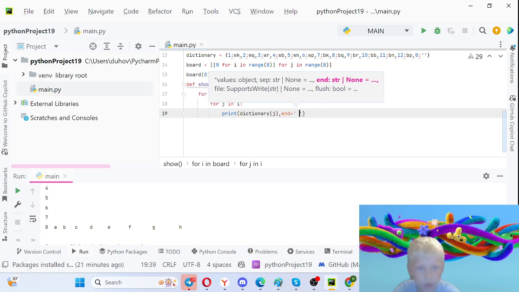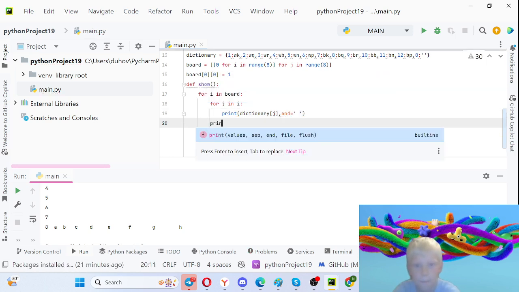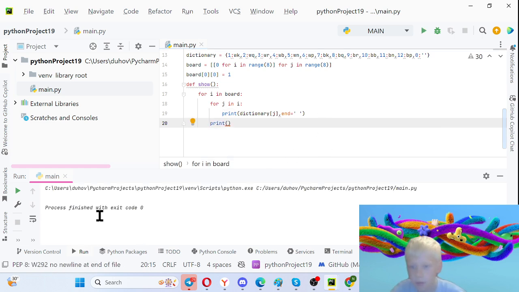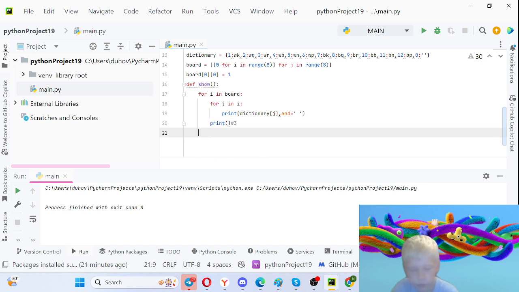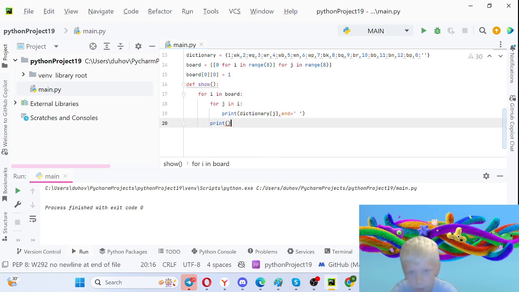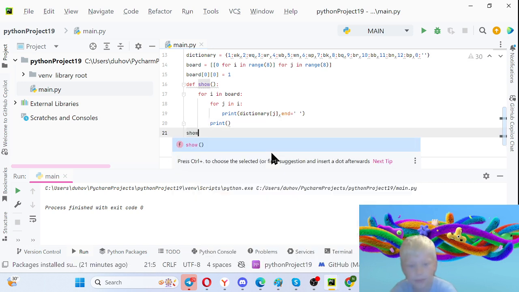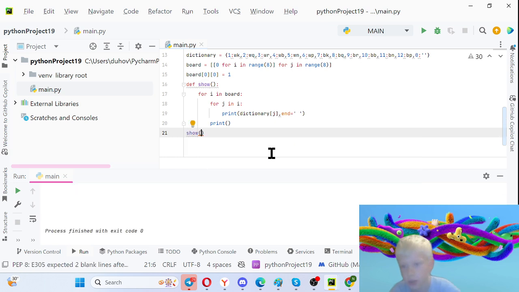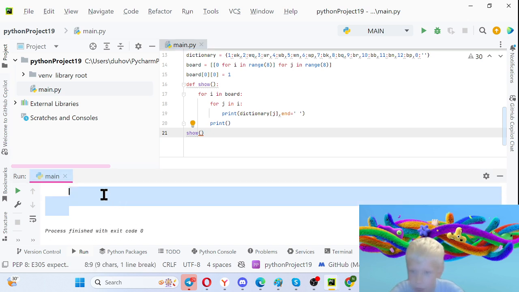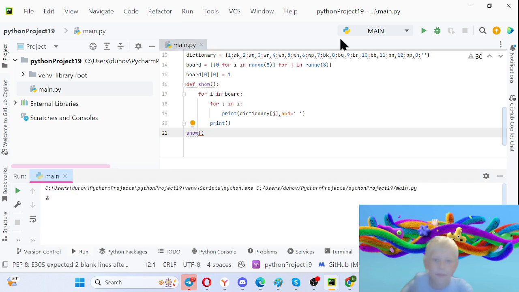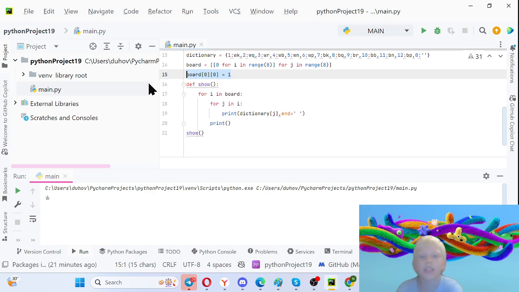And that's all. And then let's print the board. We see our king. But first of all, we'll make the position.